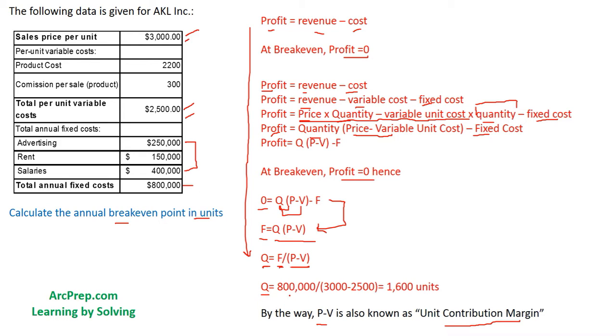The quantity then is the fixed cost, the total fixed cost, 800,000, divided by 3,000 P minus 2,500 V. So 800,000 divided by 500 is going to give us 1,600 units for break-even point. Now, let's take a look at another way of looking at the break-even point.